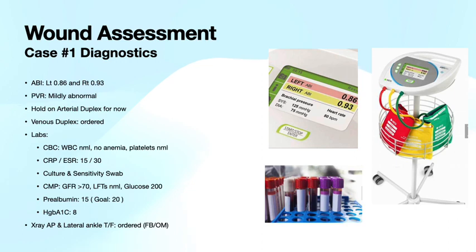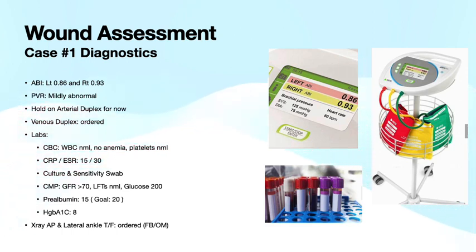Okay, so let's move on to some diagnostic testing. We do an ABI because she's got a wound on her lower leg. Results are 0.86 for her left leg, 0.93 for the right, which puts her in the normal range. Her PVR looks mildly abnormal, and I gotta say that's what I see most of the time in the clinic, unless I have a really young patient. So it looks pretty good. I'm not too worried about ordering an arterial duplex at this time. I am kind of considering a venous duplex.